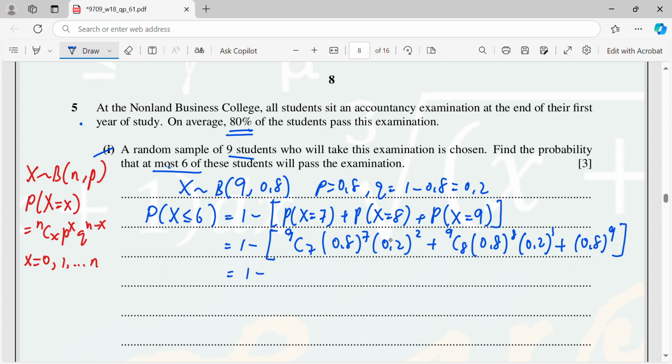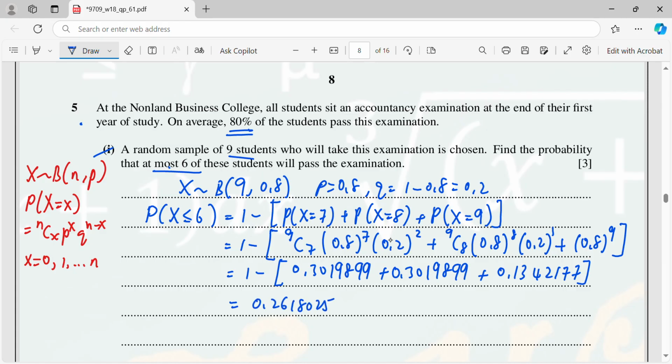So I will calculate each of the values and give more decimal places. Then here you will be getting 0.2618025. And now I round to 3 significant figures, that is going to be 0.262. That is the first part of question 5.